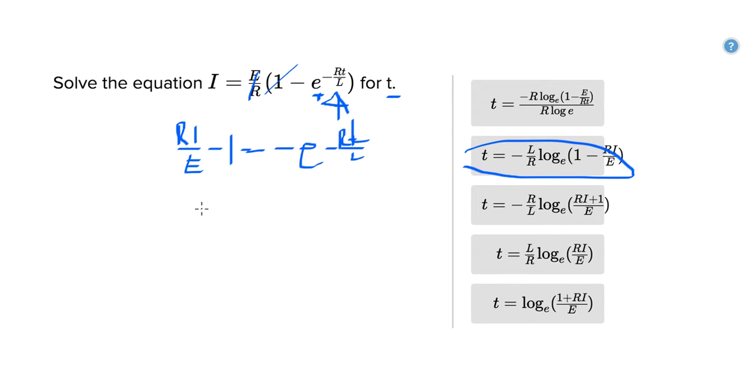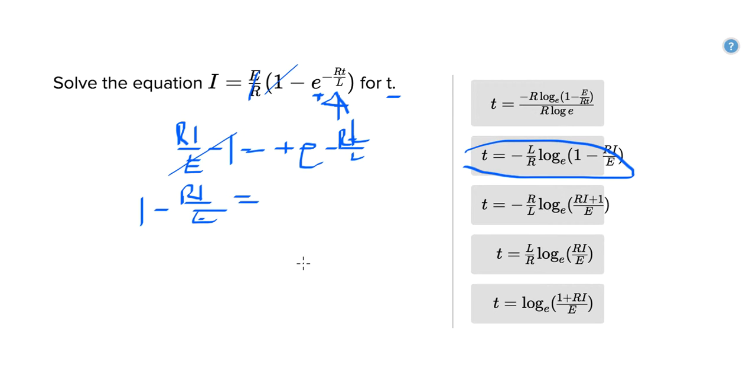What you can do now is, we have a negative e, and we want this t on this side to end up being positive. So we can multiply both sides by negative 1, so that you end up with something that looks like a positive 1 this time, not a negative 1, but a negative ri over e. And now this time that is going to equal a positive e to the negative rt over L.